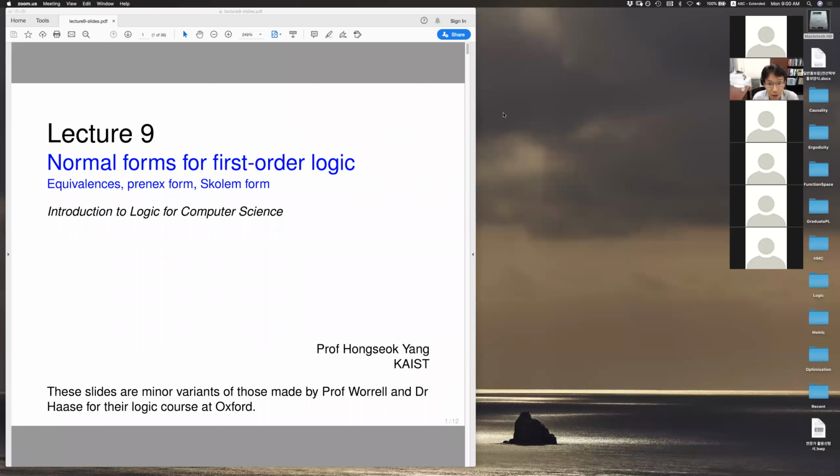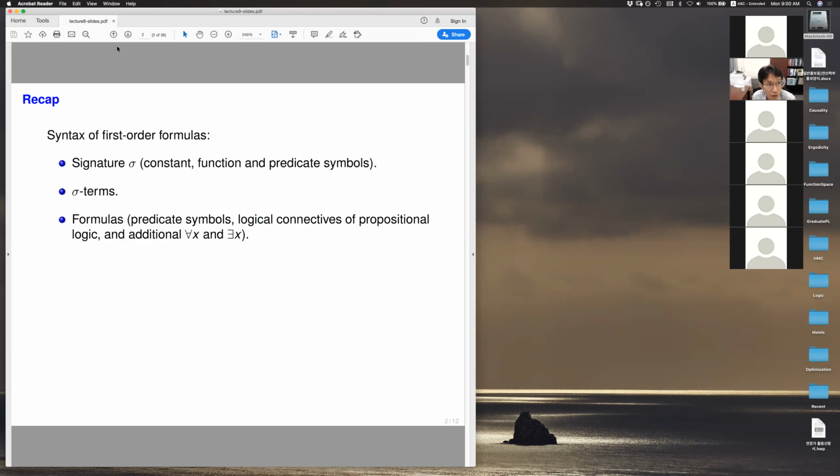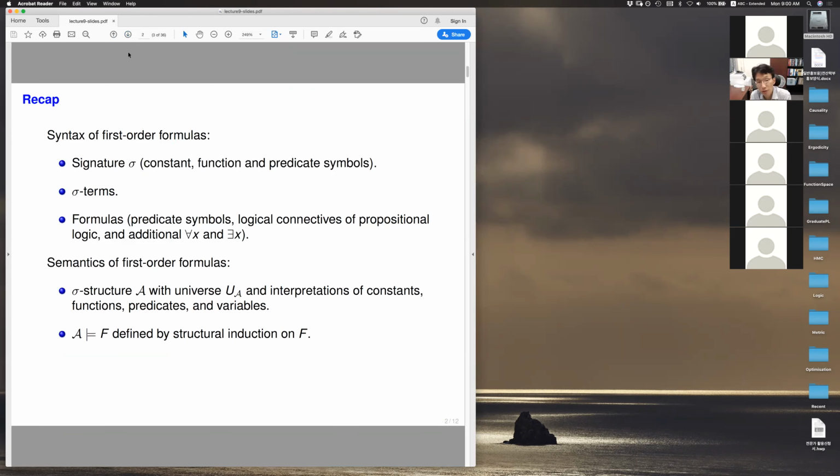Okay, so thank you very much. We will continue to talk about normal forms for first-order logic. Here, let me give a quick reminder about where we are. Last time we talked about the basics of first-order logic.